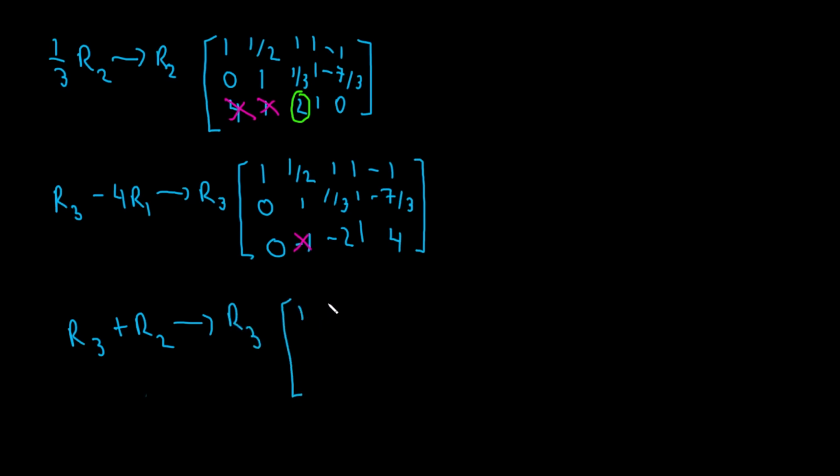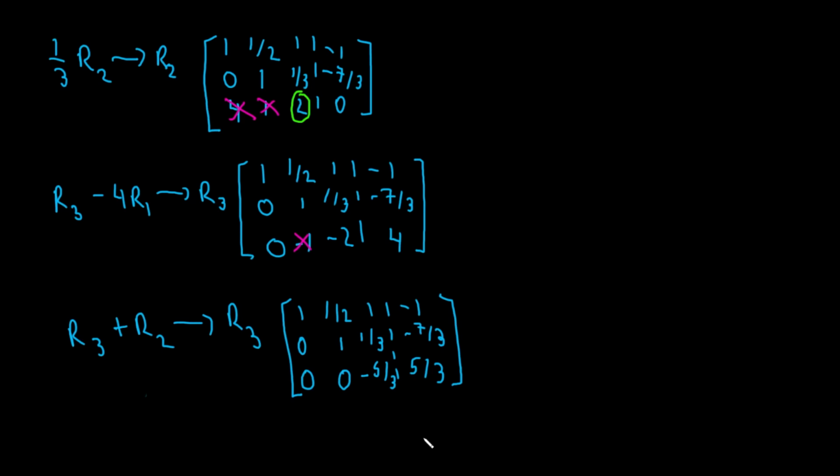So the first row will remain the same. The second row will once again remain the same. Now the third row will change. 0 plus 0, because we're adding the two rows, I'm adding 0 and 0, which is still 0. Minus 1 plus 1, just like we want, is 0. Minus 2 plus 1/3 is minus 5/3. And 4 minus 7/3 is 5/3.